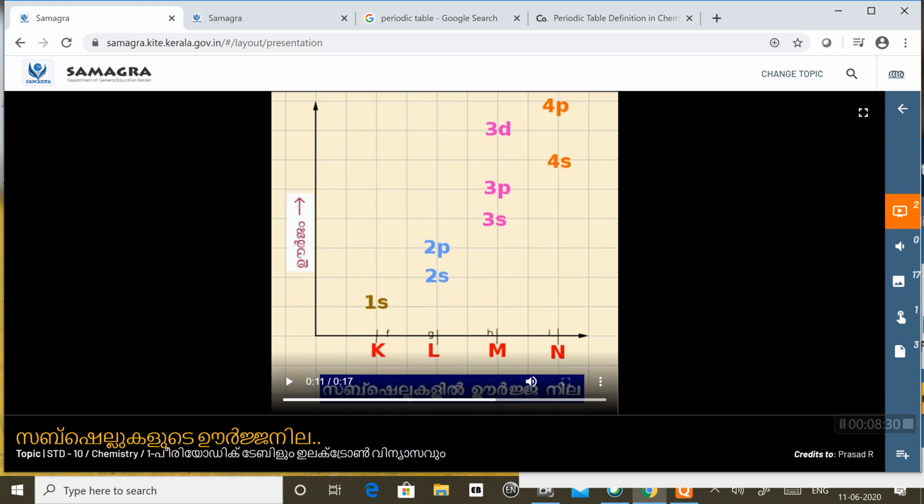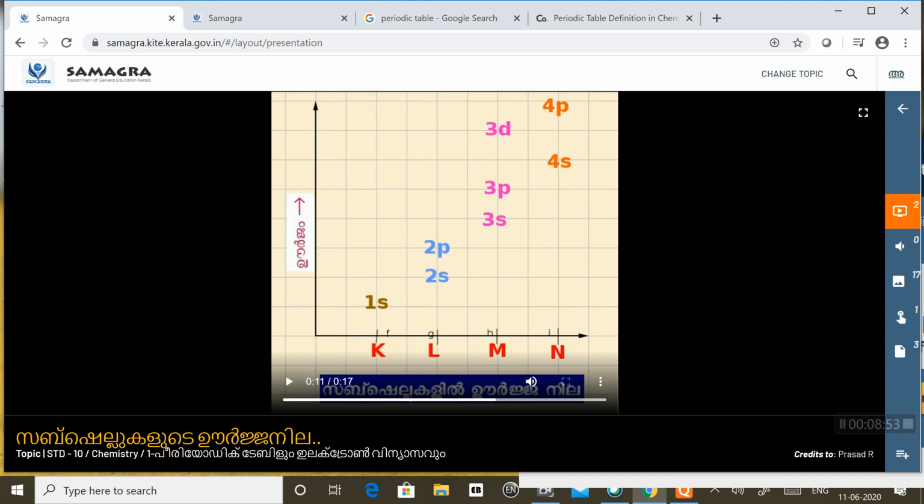And next comes N, it has 4 subshells, 4s, 4p, 4d, and 4f. 4d and 4f are shown here. The N shell contains 4 subshells, namely 4s, 4p, 4d, and 4f.